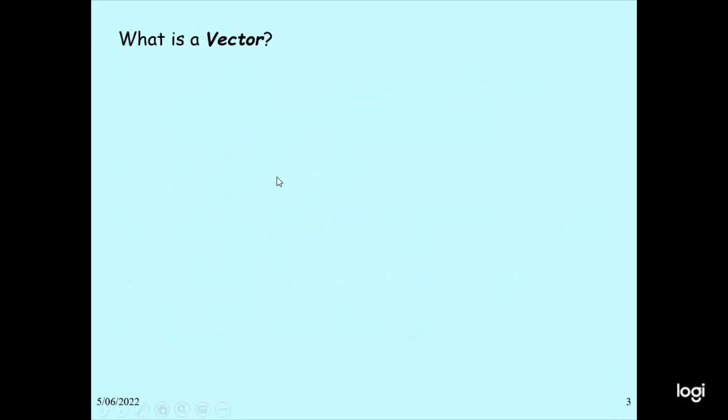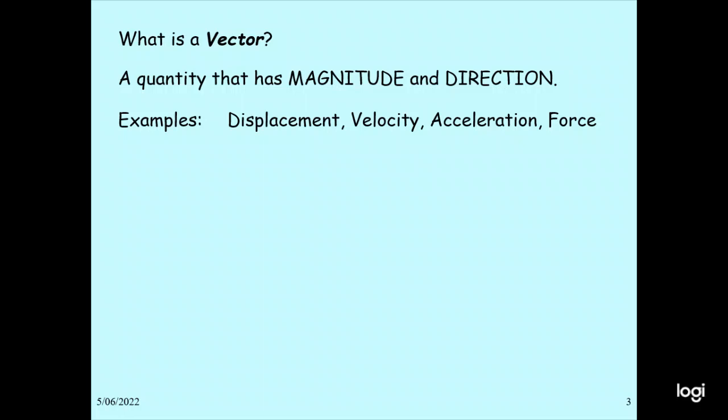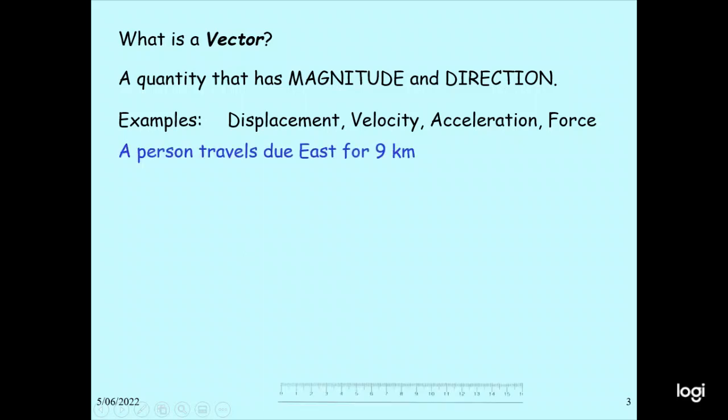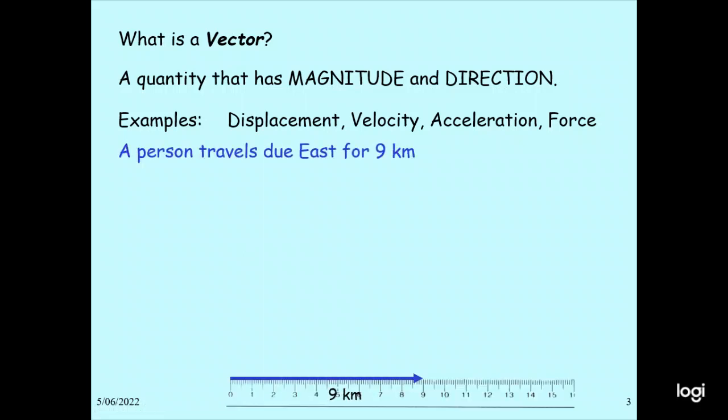So what is a vector? A quantity that has magnitude and direction. Examples are displacement, velocity, acceleration and force. A person travels due east for 9 kilometers. So this is the diagram like this.